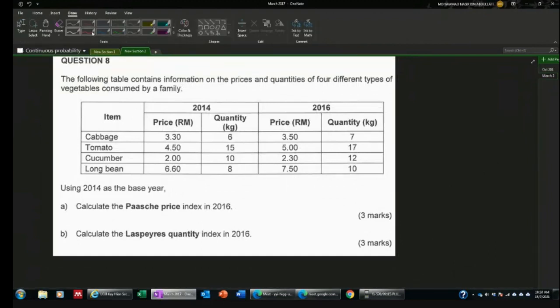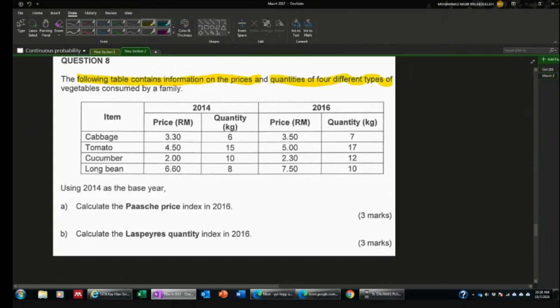Alright. So let's look at question number 8. The following table contain information of the price and quantities of 4 different type of vegetables consumed by a family. So we have cabbage, tomato, cucumber, and long bean. So this is from 2014 and 2016. So using 2014 as a base year, calculate Paasche price index in 2016. So Paasche price index, the formula will be summation of price for current period multiply with quantity for current period divided by price for base period, quantity for current period, multiply with 100%.